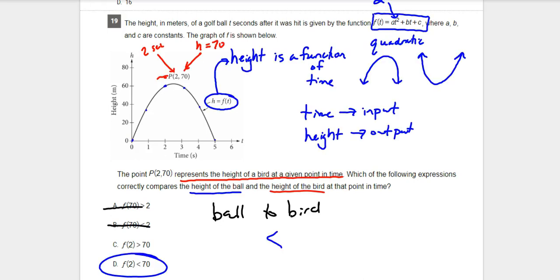Just clarifying that last little phrase. For the ball, I can figure out where f of 2 is. If I go up, somewhere right around in there. So for the ball, f of 2, when I input 2 seconds, I get 60 meters. And for the bird, f of 2 was 70 meters. And 60 is less than 70. So that may be another little piece to help clear up why D was the correct answer for that one.